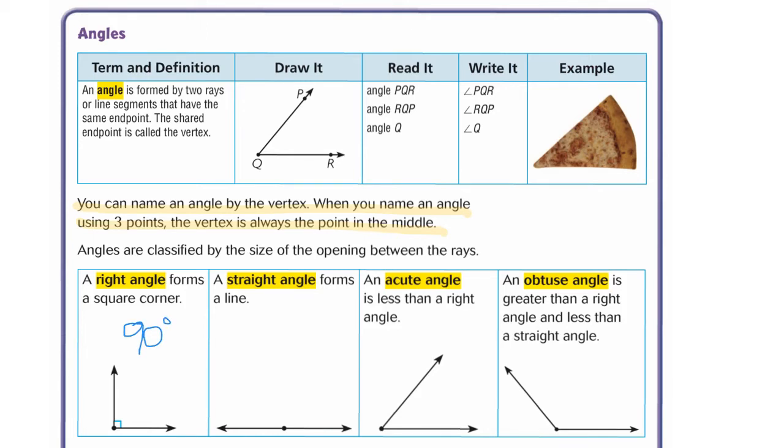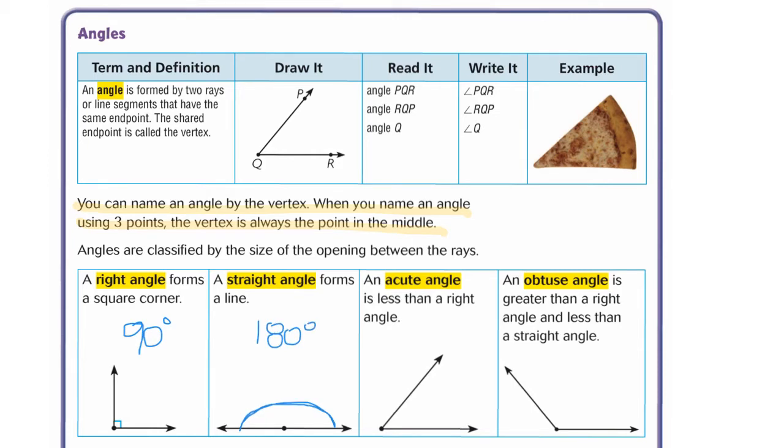We also have a straight angle. This is the one we probably just don't normally think of. A straight angle forms a line. So let me give you a visual here of a straight angle, right? A straight line measures how many degrees? We talked about that this year. It's going to measure 180 degrees.